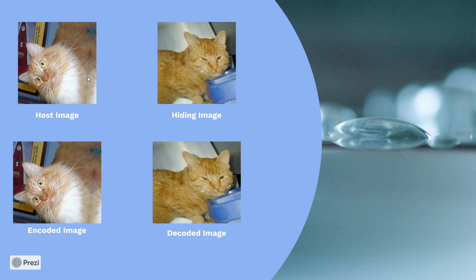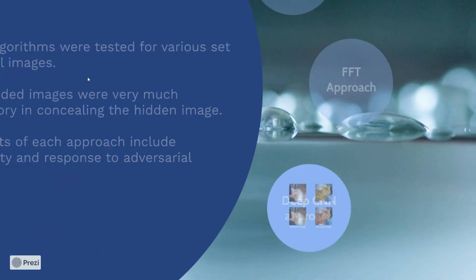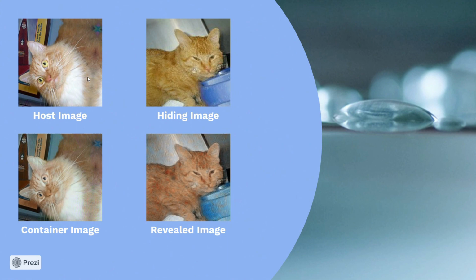The results of the CNN approach are as follows. As you can see again, the host image and the container image look almost similar. So we have achieved the first goal of the project, and also we have extracted all the features of the hiding image from the container image. But as you can see, there is a little distortion in color of the hiding image and the revealed image.